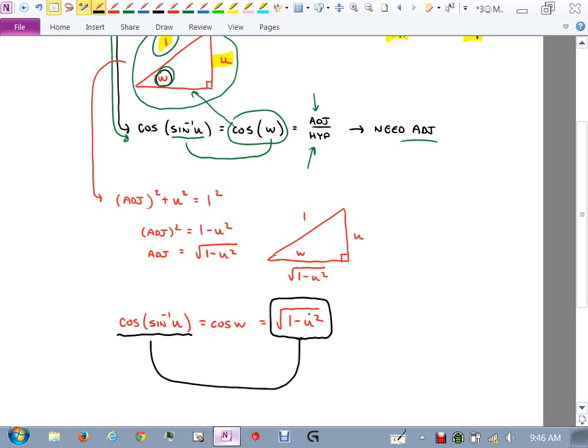Now there are some restrictions that we have on u because of the way we defined the arc sine: u had to be between negative pi over 2 and pi over 2. But as long as our u is in there, plugging u into this would be the same as plugging u into this. So it's pretty cool that we can take some composition of a trig function and an inverse trig function and somehow come up with a purely algebraic expression that's equivalent to that one. So we'll spend more time on that.